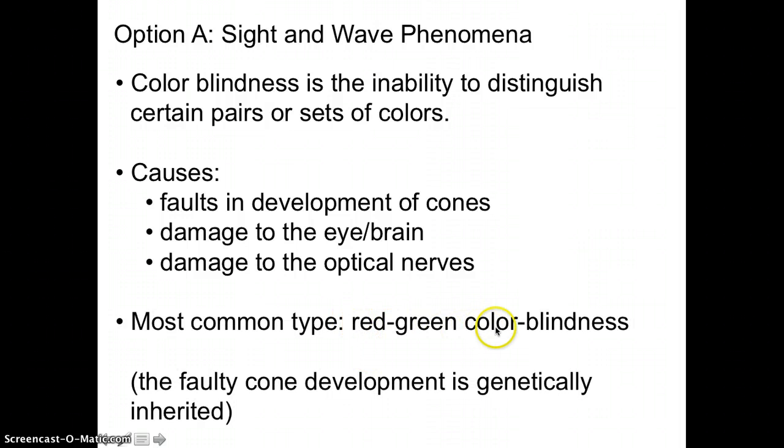So red-green color blindness is the most common. It's genetically inherited. So there's this fault in how the cones develop. The fault exists because of a genetic abnormality, and that genetic abnormality is passed on through the genes from generation to generation. And faults in the cone development is the only one we have to know for IB. So that covers it for this video.